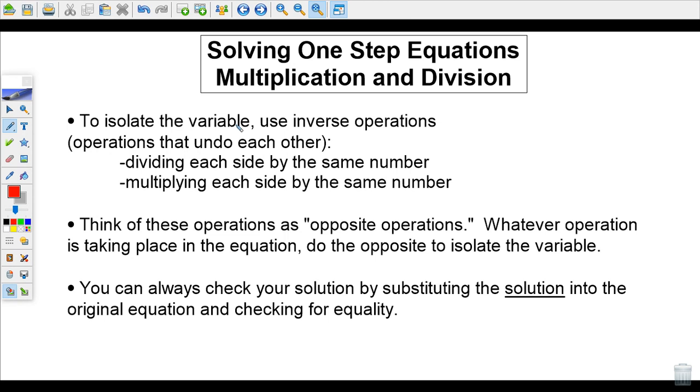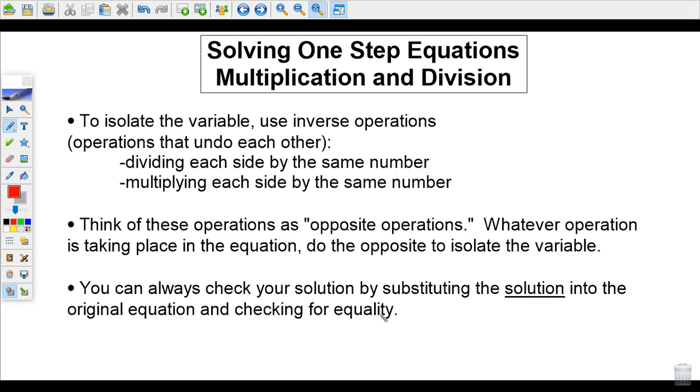So again, to isolate the variable, we're going to use inverse operations, which are just operations that undo each other. And these are opposite operations. Inverse, another word for opposite. So whatever operation you see in the equation, we're going to do the opposite. So the equations are going to look a little different. When we see division, we're going to multiply each side by some number to eliminate it, to do the opposite of it. When we see division taking place, we would multiply. So we do the inverse, we do the opposite every time.